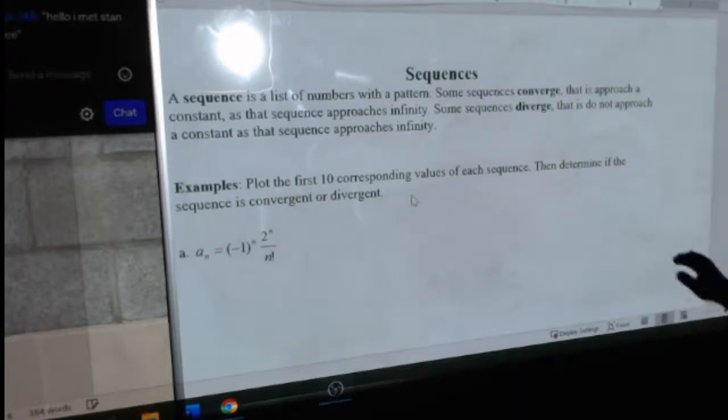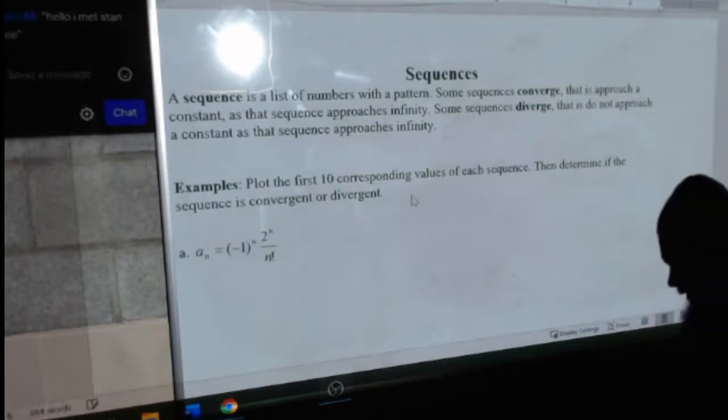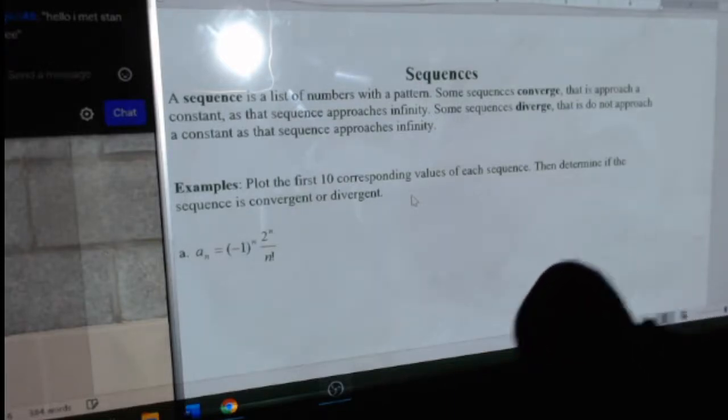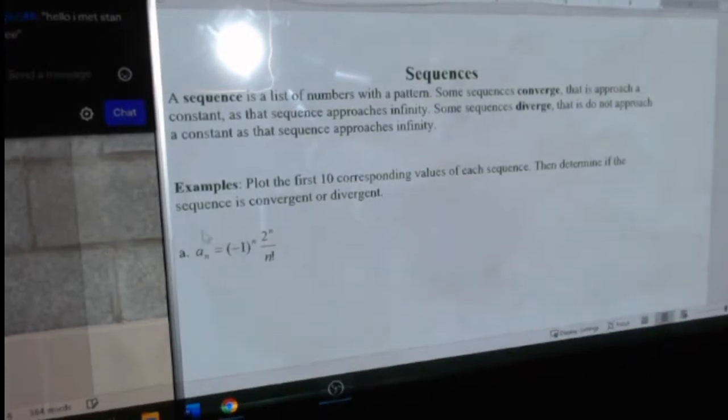So the first exercises here say plot the first 10 corresponding values of each sequence, then determine if the sequence is convergent or divergent. So if you all have your calculators, or don't have them, please go grab them now. I'm going to go ahead and plot this on Mathematica while you're doing so, and then I will talk you through how to do it on your calculator.